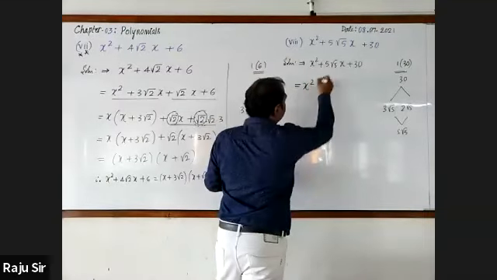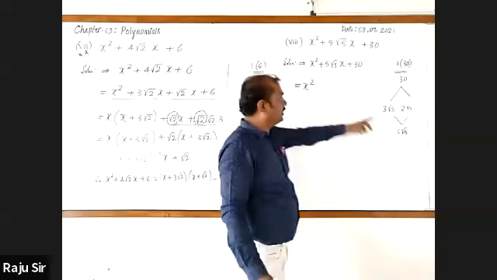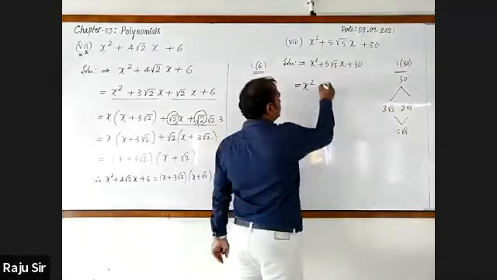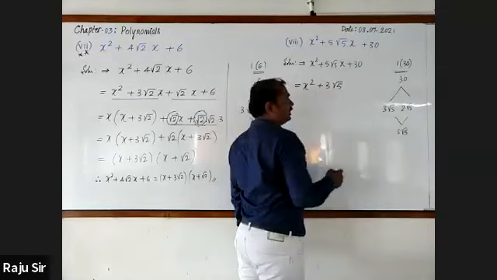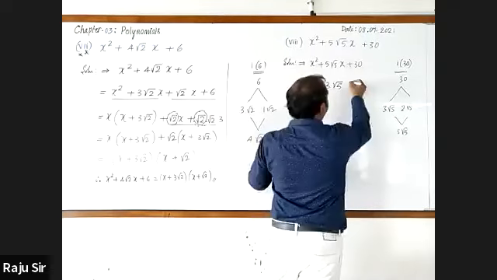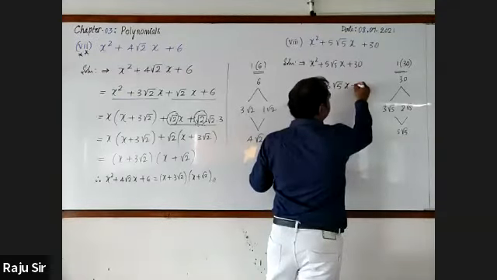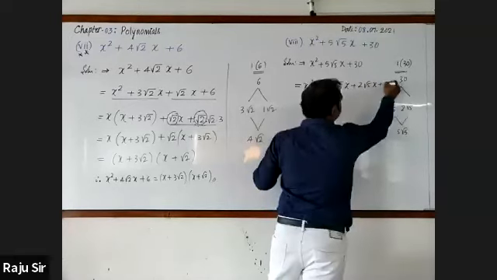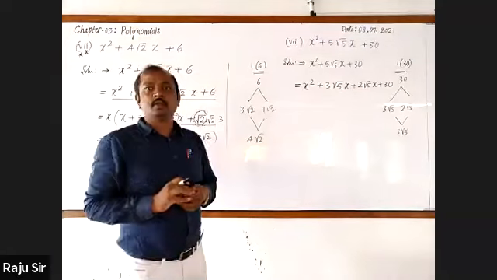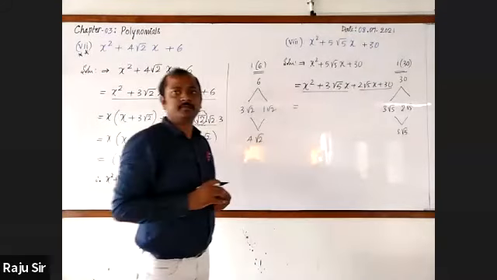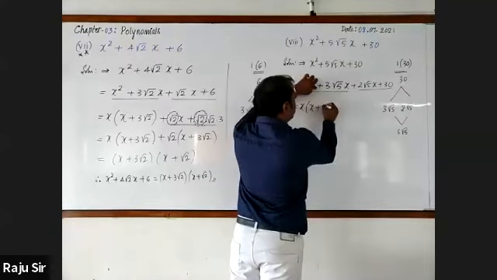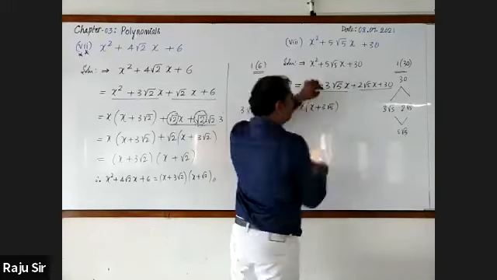Here x square plus 5 times root 5 x is split up as 3 times root 5 x or 2 times root 5 x, both are same, plus root 5 x plus 30. Group them by taking two terms. In the first group, what is the common factor? X. Remaining is x plus 3 times root 5.